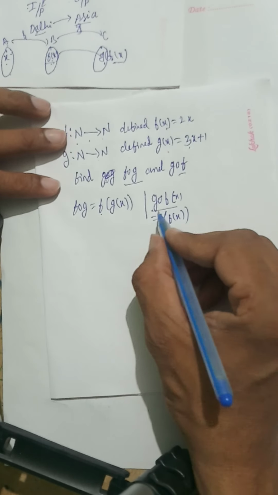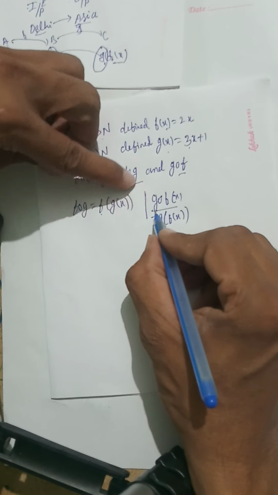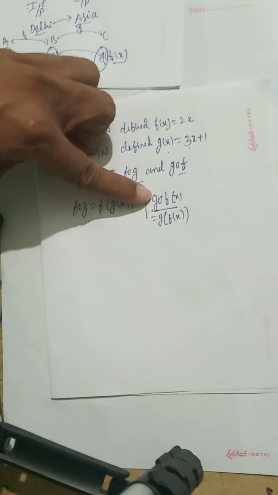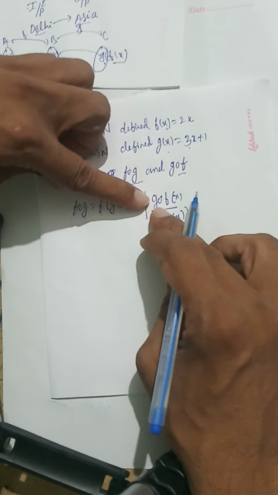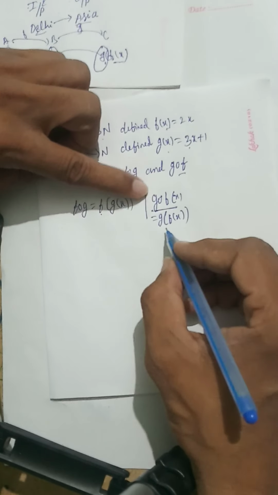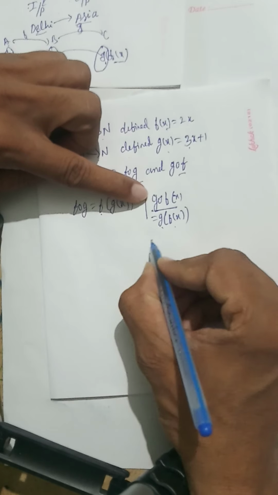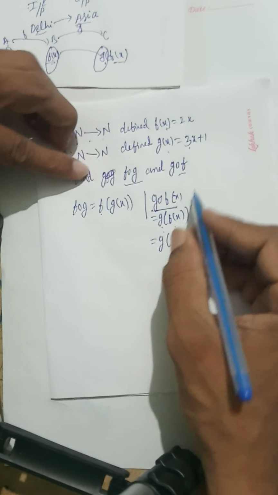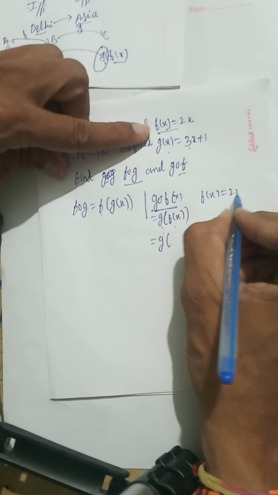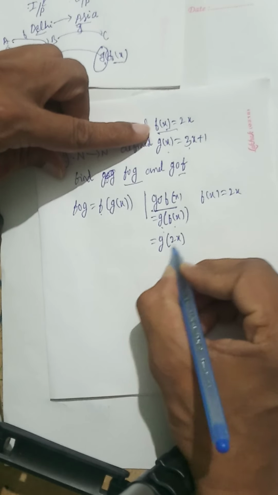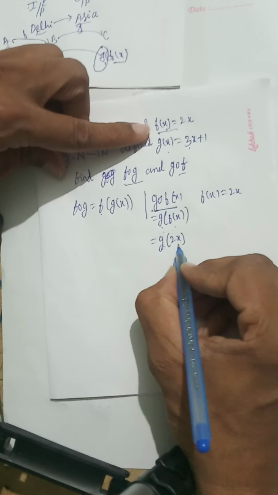First we find out the gof function here. See, g of f of x. I am writing g, and f of x is equal to 2x. So I am writing 2x, then it becomes g of 2x.